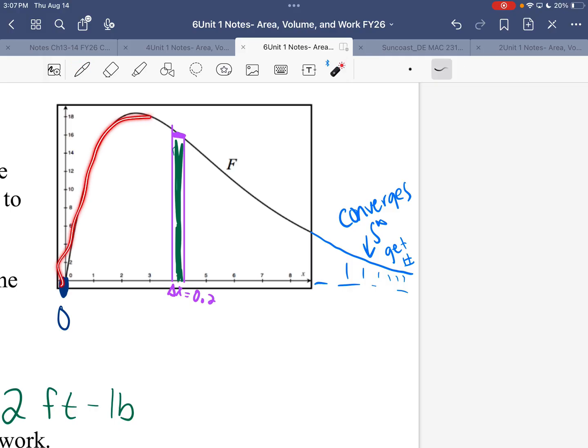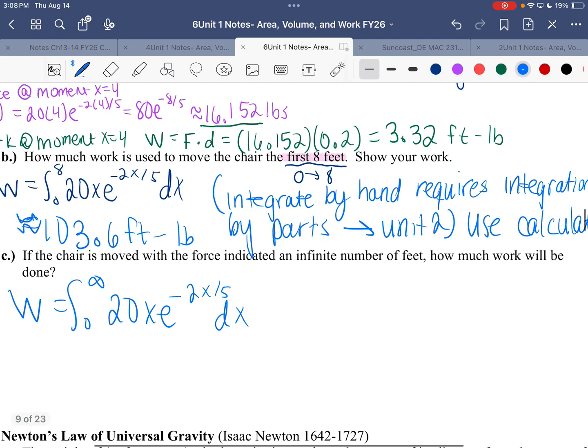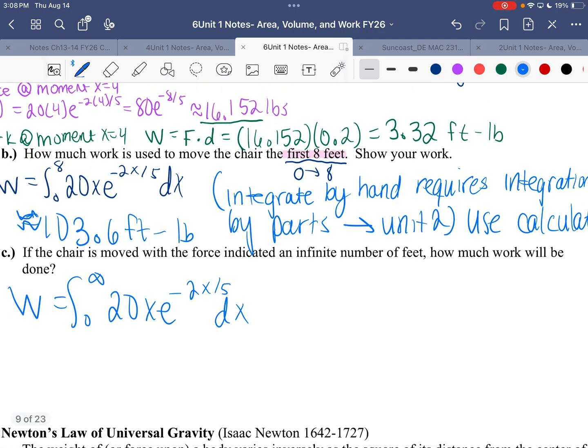If this was something that went like, woo, and then was going up forever, that would be what's called diverging, because it's going off, and this area would just keep getting bigger and bigger, and you would not be able to approximate it because it would be infinity. But something that converges, you can approximate. So this, with an infinity, is also unit 2. This is called an improper integral.